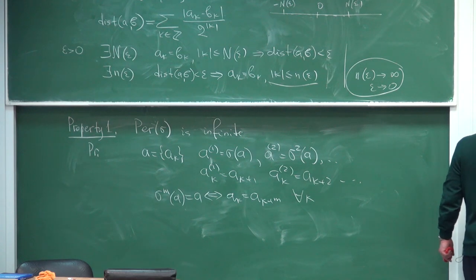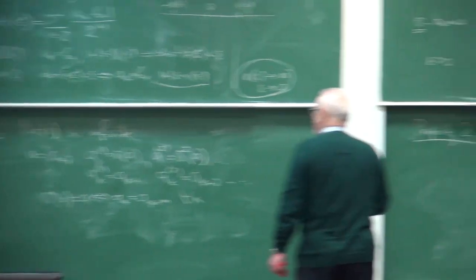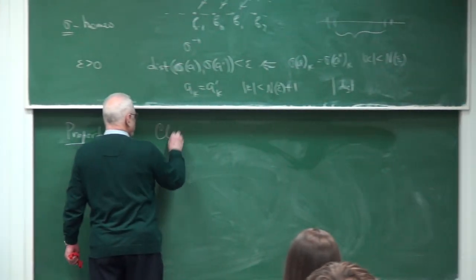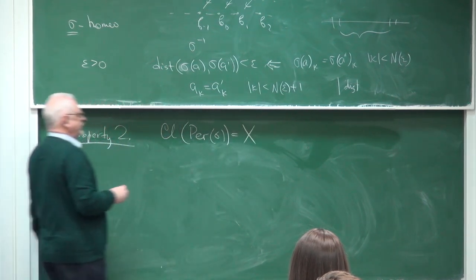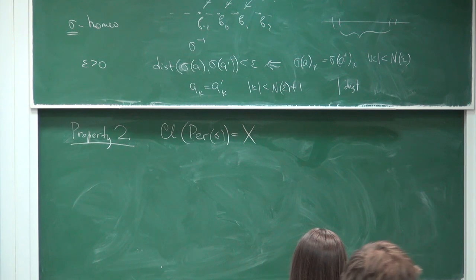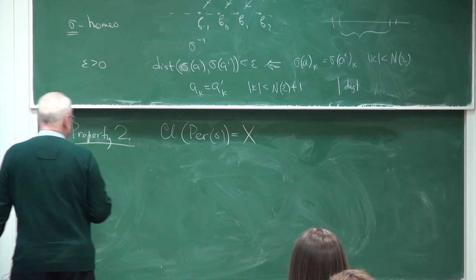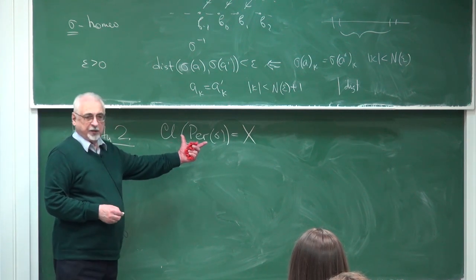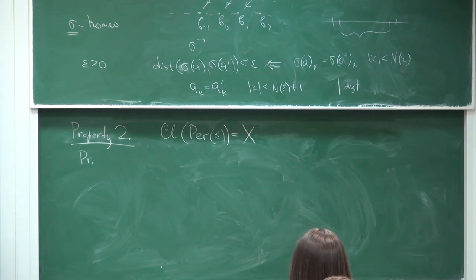Property two. The set of periodic points is dense in X, the closure. Also, the proof is more or less obvious. What have I to show? That if I take any point of X and any neighborhood, then there is a periodic point in this neighborhood.